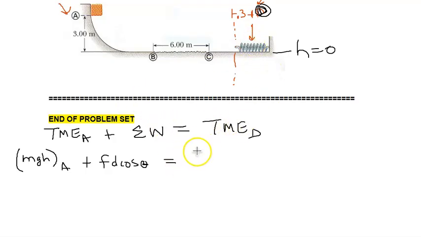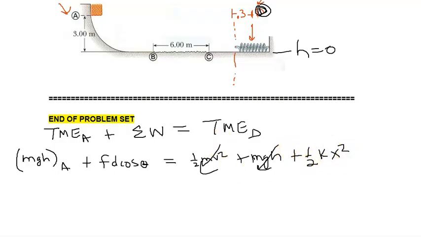At D, it's not moving. It's at sea level, so that term is 0, it's not moving. All of the energy is in one-half kx squared. Okay, mass does not cancel. So let's plug things in. It's 10 kilograms, 9.8. The height is 3.